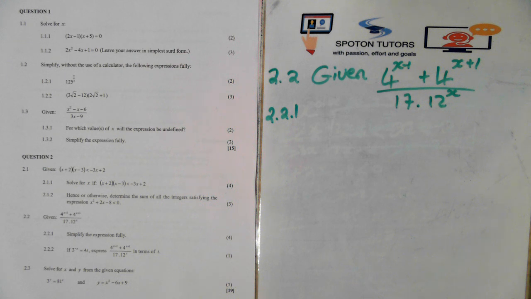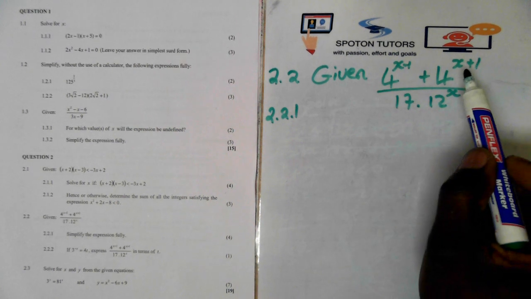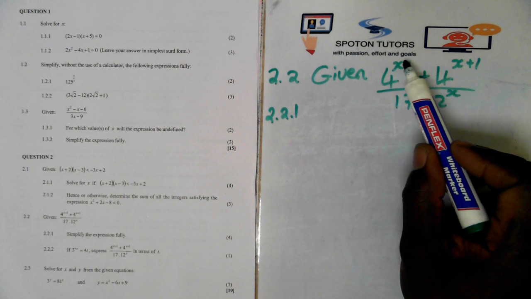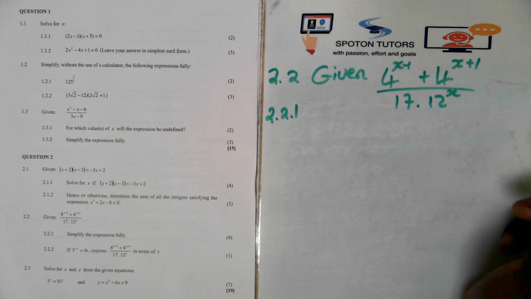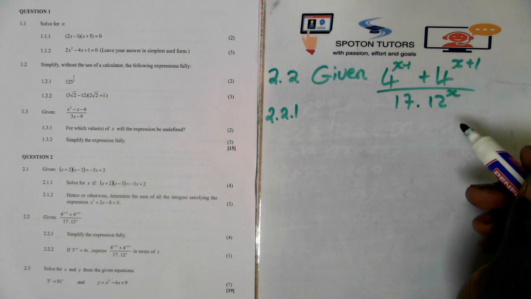Now what you have to understand here is that you cannot just go on and add the powers 2x and cancel the zeros and all. No, don't do that. Those are shortcuts, and for 4 marks, of course, that's incorrect.